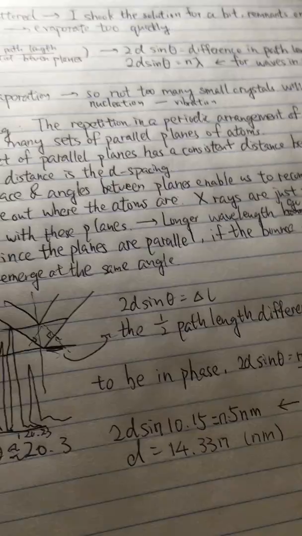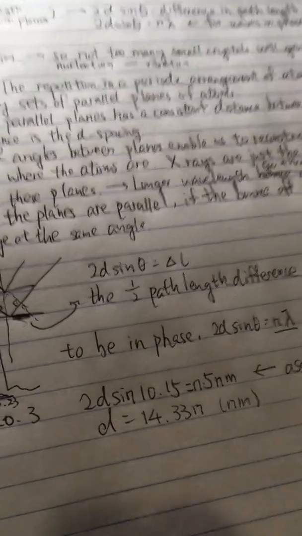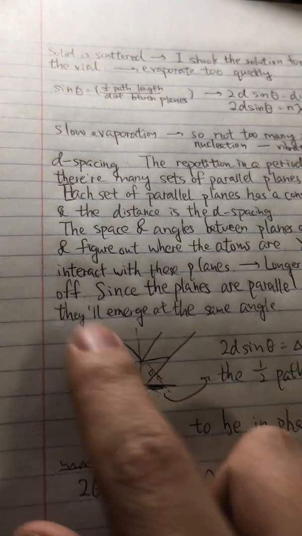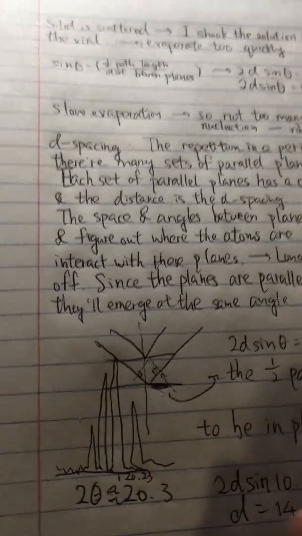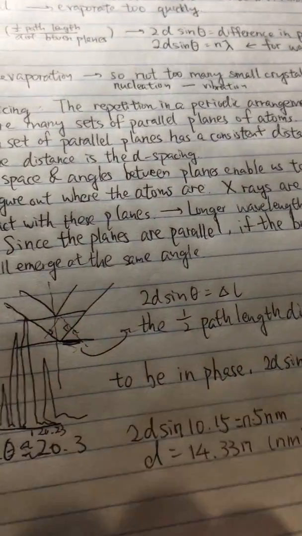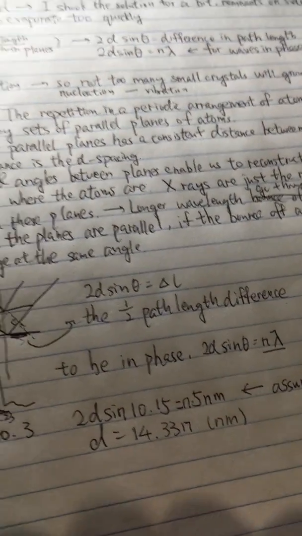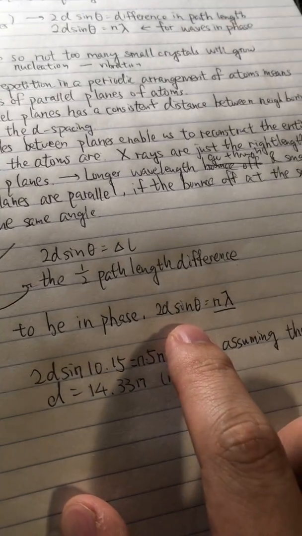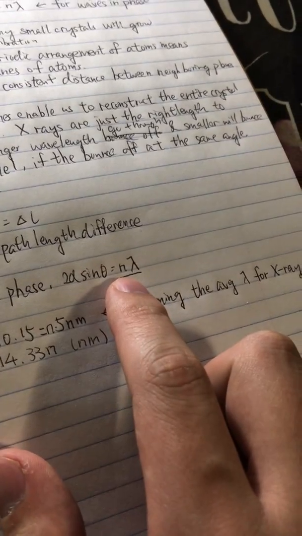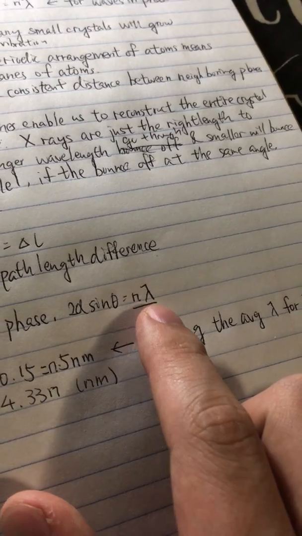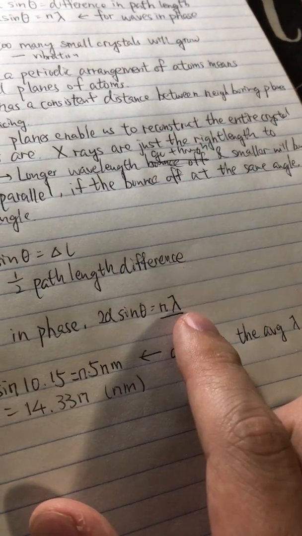Anyways, according to calculation, the significance is that 2d sin theta, where theta is the angle that the light goes through, should equal delta L, which is the difference in path length. So for the waves to be in phase, the 2d sin theta value needs to equal an integer multiple of the wavelength. That's just how a wavelength works.